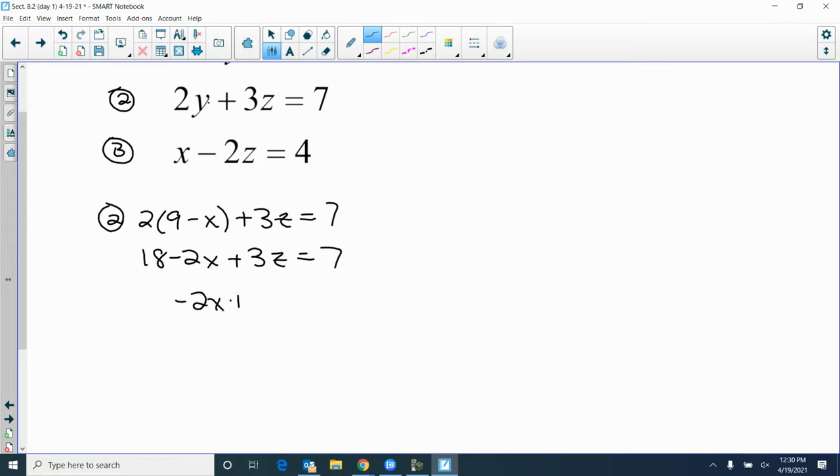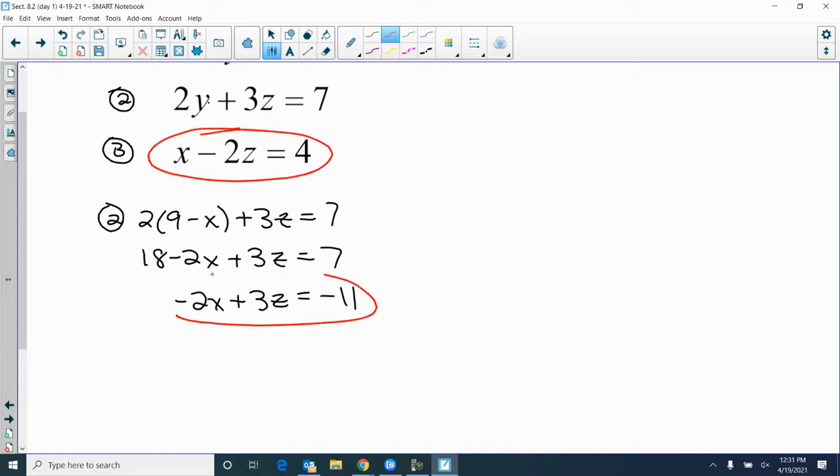Negative 2x plus 3z equals negative 11. Now again, watch your steps. I got everybody here helping me out, and sometimes you don't have anybody. You're stuck though. You don't get an extra y, but here's the whole point. As long as you can find another equation with an x and a z in it, you can use that equation with our new equation, and you get a 2 by 2 system.